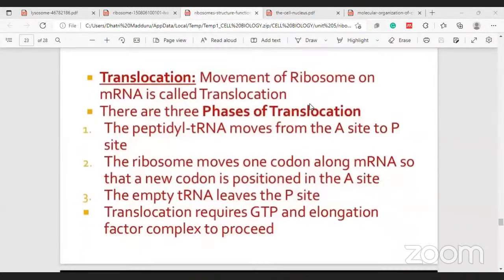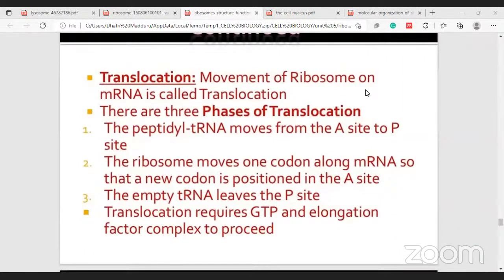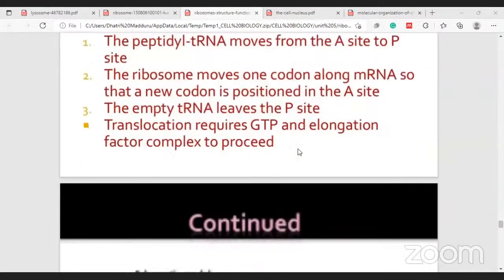Then translocation. So the movement of the ribosome on mRNA is called translocation. So there are three phases. The peptidyl tRNA moves from the A site to the P site, and the ribosome moves one codon along the mRNA so that a new codon is positioned in the A site, and the empty tRNA leaves the P site through the exit site. Okay, and the translocation requires GTP and elongation factor complex.